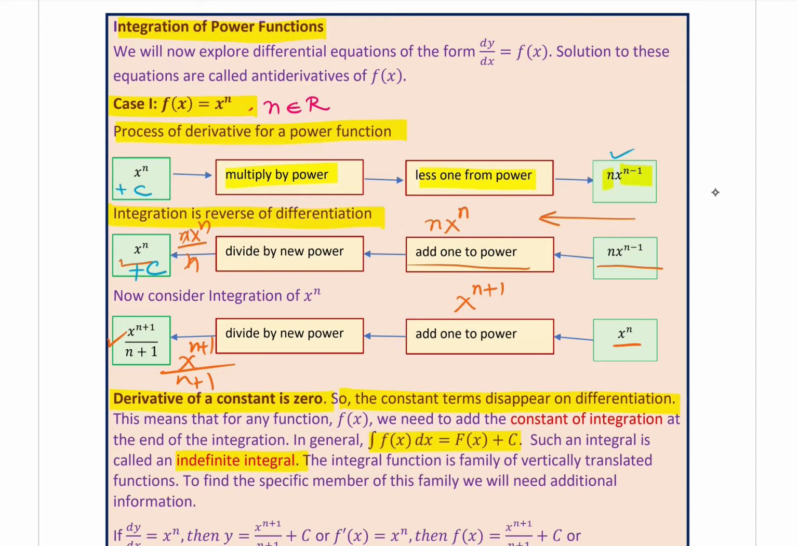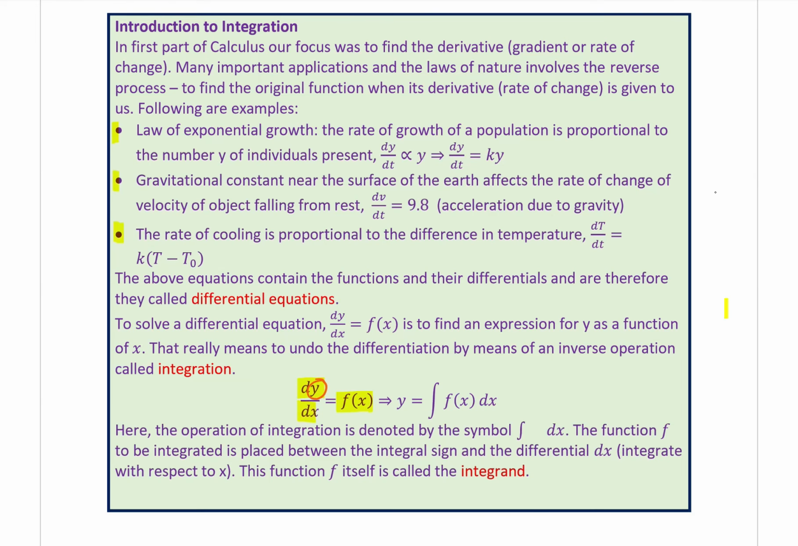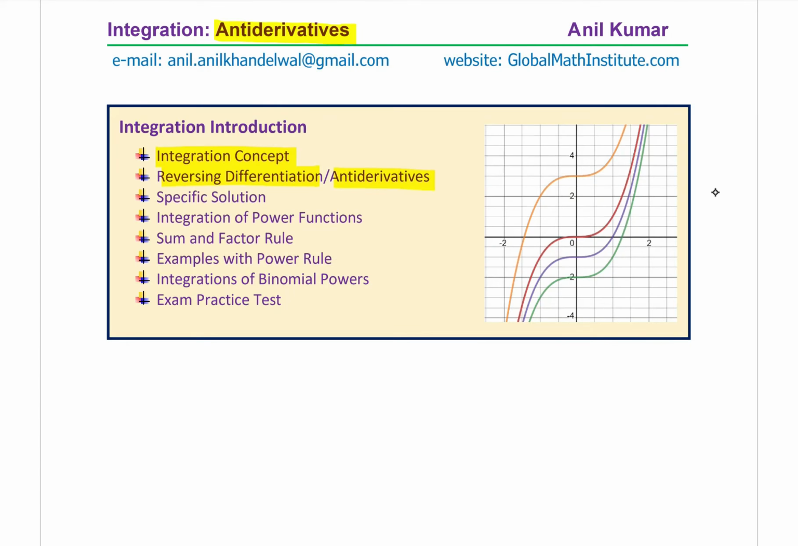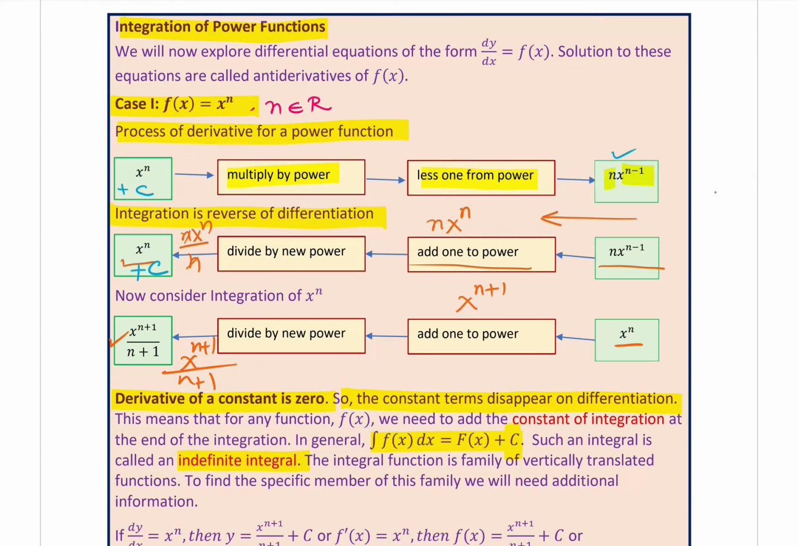Indefinite since we are not sure about the value of c, right? That is why it's called an indefinite integral. The integral function is a family of vertically translated functions, as you've seen in the previous slide. And that is how you will see the integral, right? So in general, it could be a set of graphs which are vertically translated. To find a specific member of this family, we'll need additional information, correct?